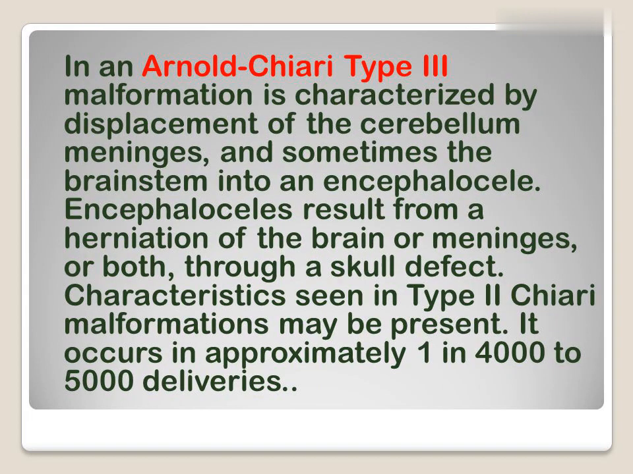In an Arnold-Chiari type III, the malformation is characterized by displacement of the cerebellum, meninges, and sometimes the brainstem into an encephalocele. Encephaloceles result from a herniation of the brain or meninges, or both, through a skull defect. Characteristics seen in type II Chiari malformations may be present. It occurs in approximately 1 in 4,000 to 5,000 deliveries.